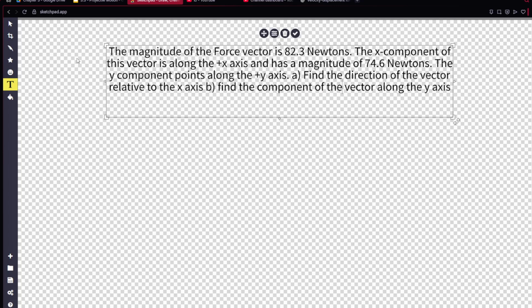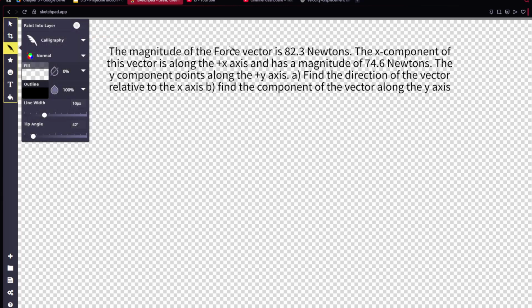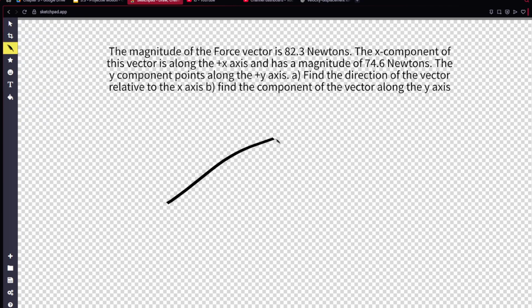So, we're given that the magnitude of the force vector is 82.3 newtons. The x component of this vector is along the x-axis. So what is the magnitude again? A magnitude is just the hypotenuse, so it's going to be 82.3. And I draw arbitrarily, but we're told that the x component is slightly smaller, so like 10 newtons smaller, or whatever. I can't do the math. It's actually 6.3 newtons smaller. So I could do the math, but I didn't.